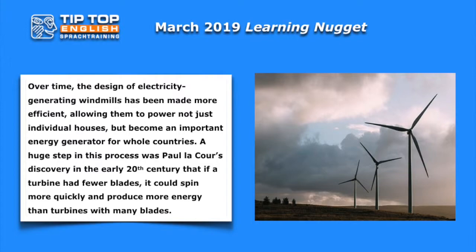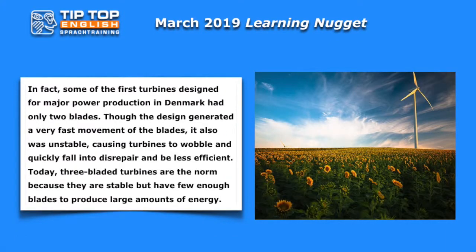A huge step in this process was Paul Lacour's discovery in the early 20th century that if a turbine had fewer blades, it could spin more quickly and produce more energy than turbines with many blades. In fact, some of the first turbines designed for major power production in Denmark had only 2 blades. Though the design generated a very fast movement of the blades, it was also unstable, causing turbines to wobble and quickly fall into disrepair and be less efficient.